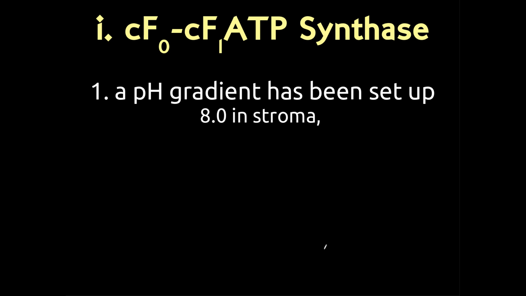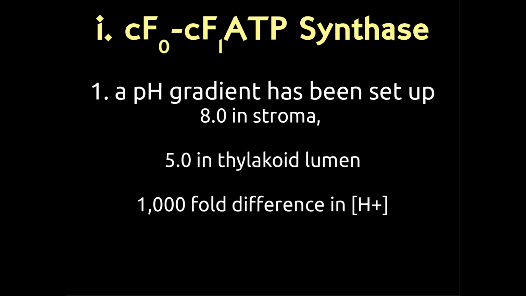Now, a proton gradient has been set up, and thus a pH gradient. The pH is 8 in the stroma. Again, remember, this is outside the thylakoid membrane. And on the inside, in the thylakoid lumen, we are at 5. So again, this is actually a larger gradient than what we were seeing in the mitochondria. There's actually a 1,000-fold difference in proton concentration, whereas in the mitochondria, we only had an 8 to a 7 pH change, only a 10-fold difference. So this is quite a lot larger proton gradient than what we saw before.